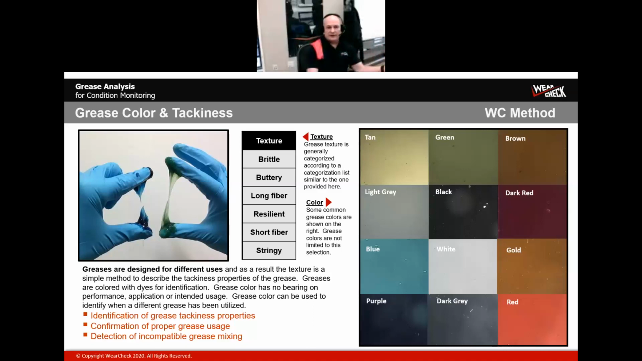If we say we're using this specific calcium EP2 grease, and it's a blue grease, we would expect that grease to be blue. And if the tech data says that it's a long fiber grease, we would expect the texture to remain long fiber. Obviously, as tackiness properties of the grease change, the texture can change, and this can be relevant. Buttery greases should remain buttery. They shouldn't turn into short or long fiber greases. And a long fiber grease should remain a long fiber grease texture.